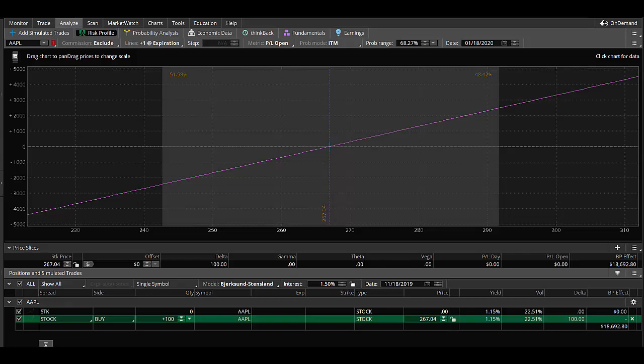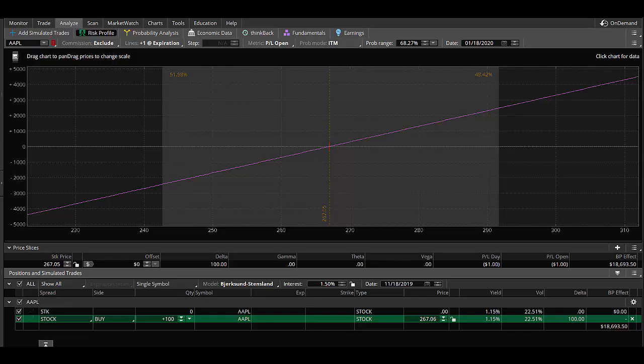I'm looking at a risk picture for 100 shares of Apple stock. Now, Apple stock, because it's selling at $267 right now, it would cost $26,700 to buy 100 shares of Apple stock. But let's say you have the money to do that and you wanted to know what your risk was.